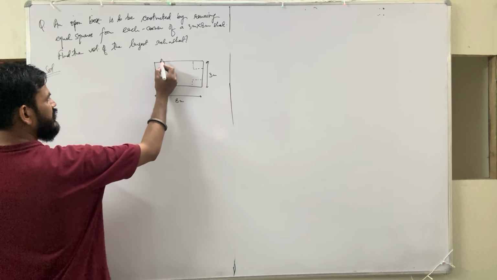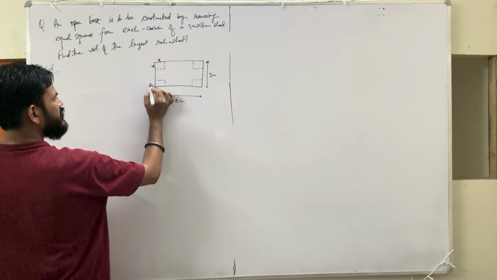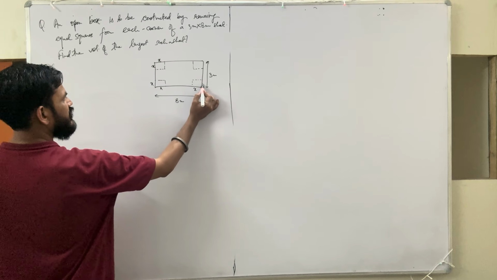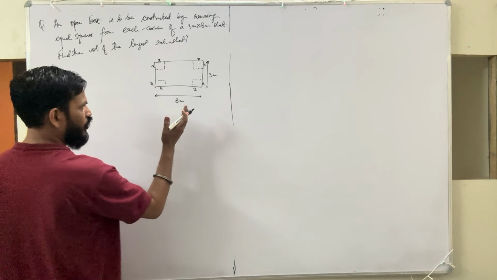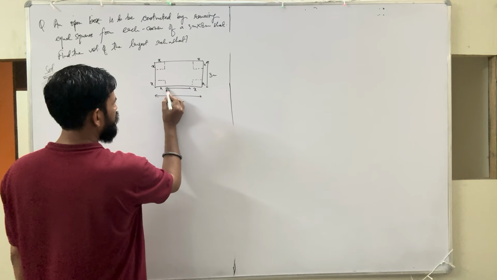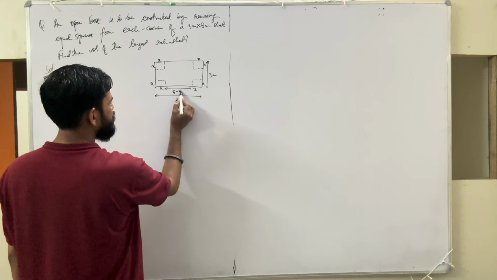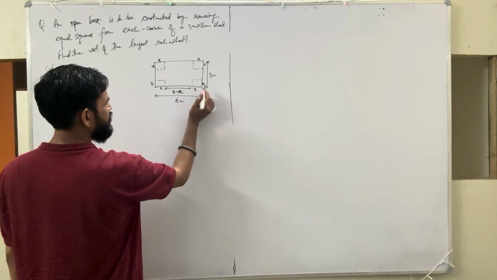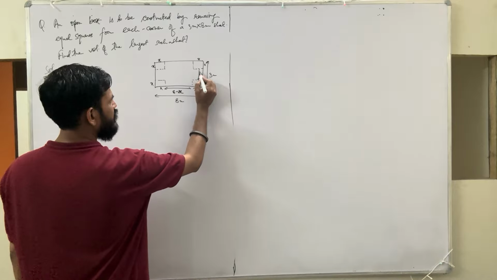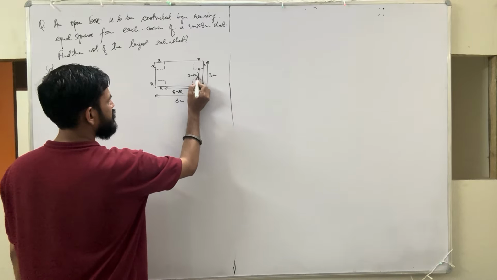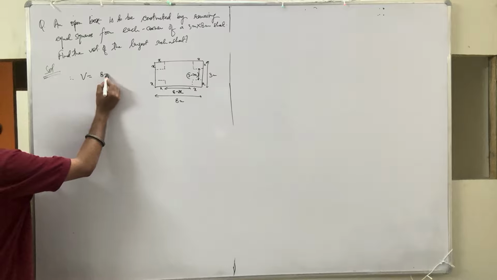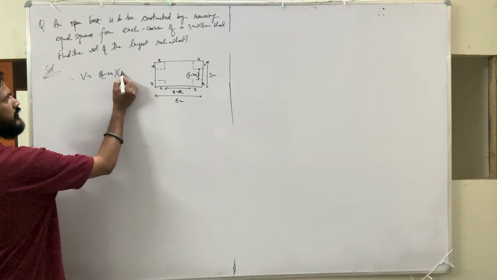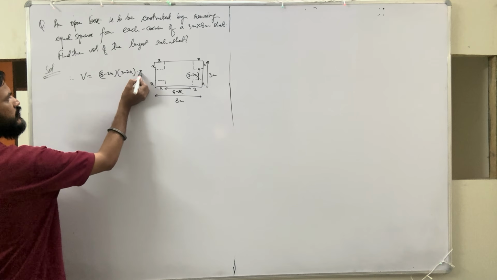Now let the side of the square being cut from the corners be x. This will be the height of the box. The new length of the box will be 8 minus 2x because x is getting removed from both ends, and the new breadth will be 3 minus 2x. Therefore volume will be 8 minus 2x, 3 minus 2x, into x.